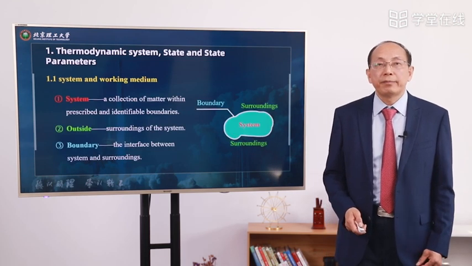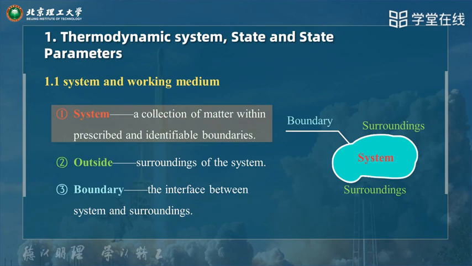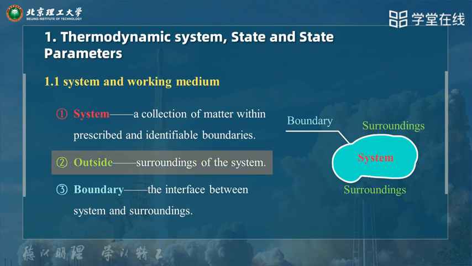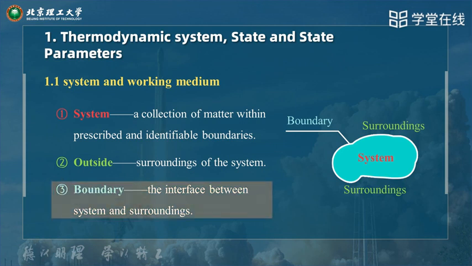System and working medium. What is the system? We can say a system is a collection of matter within prescribed and identified boundaries. This is our objective: the system. Certainly, outside of the system is the outside, so the outside is the surroundings of the system. Between the system and the outside is the boundary. So the boundary is the interface between the system and surroundings.